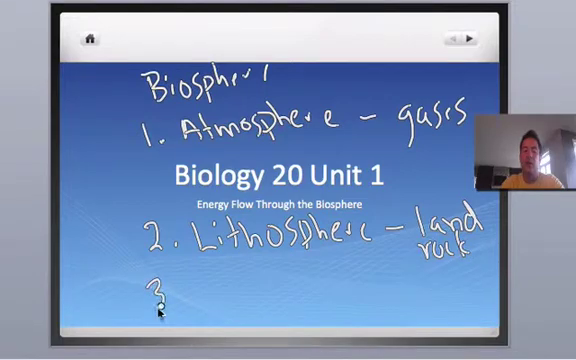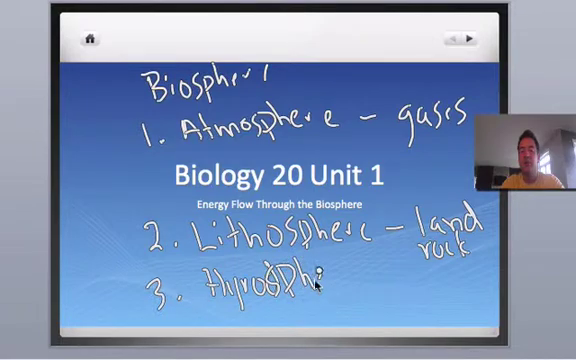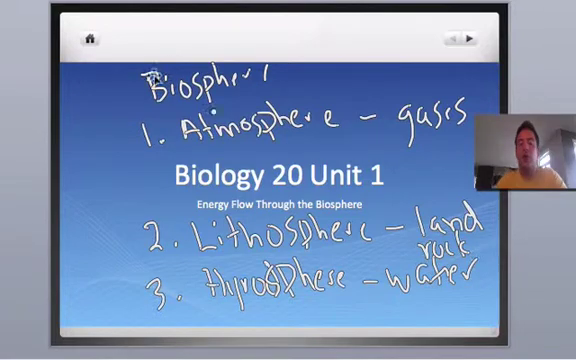Then the last one, you can probably guess what it is. It's the hydrosphere. That's your water on Earth, so all the water on Earth. So the biosphere is basically anything that can sustain life or inhabits life.